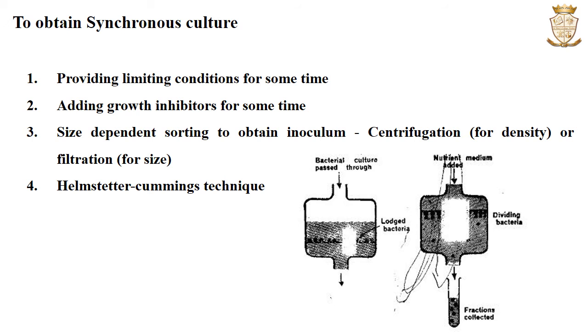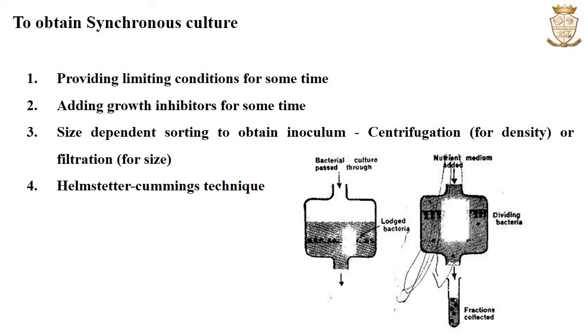As a result, the newly growing cells will start to grow at the same stage, and then we will get a synchronous culture. So there are several techniques to obtain a synchronous culture. They are providing limiting conditions for some time, and the addition of growth inhibitors for some time. We can perform size-dependent sorting to obtain inoculum for a synchronous culture. And there is a technique known as the Helmstetter-Cummings technique. So what is the first technique? That is providing limiting conditions for some time.